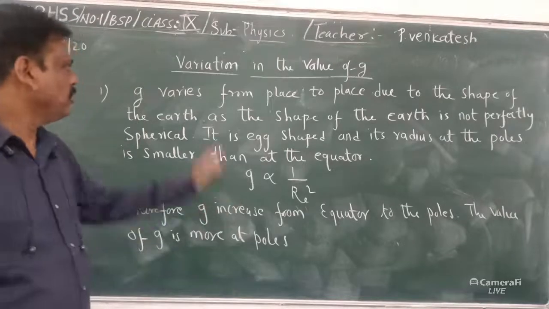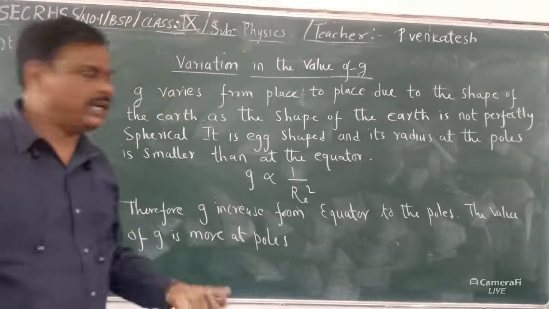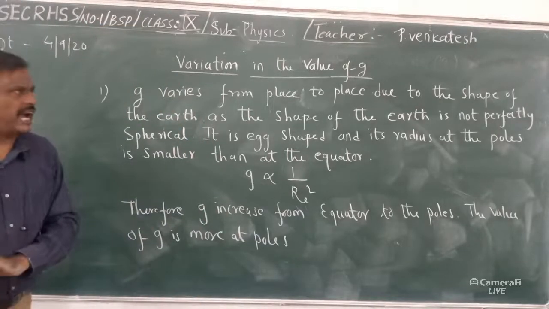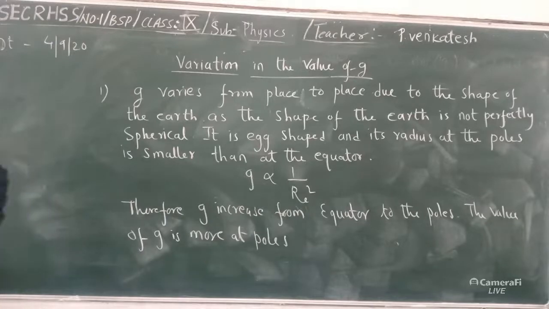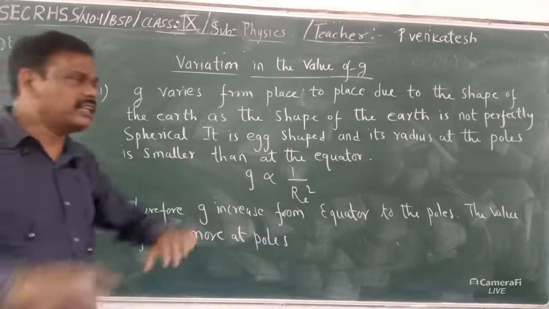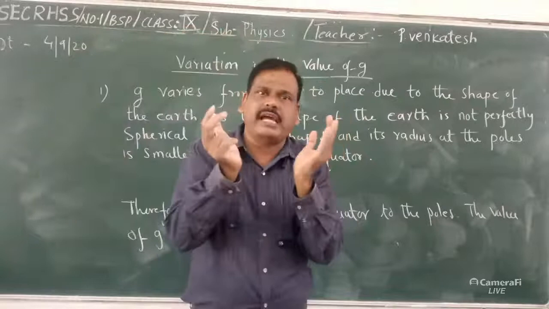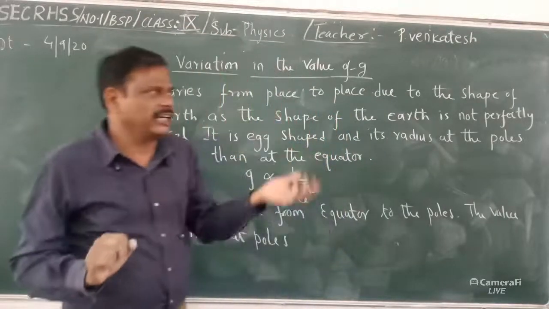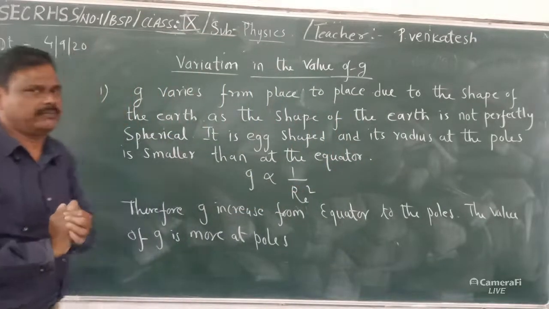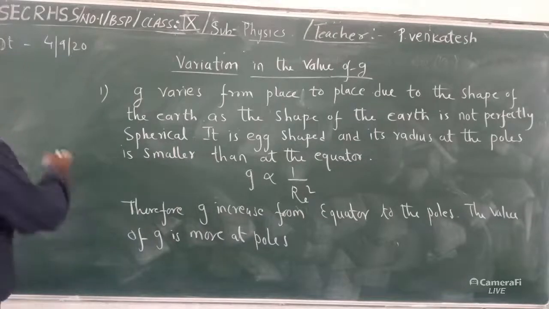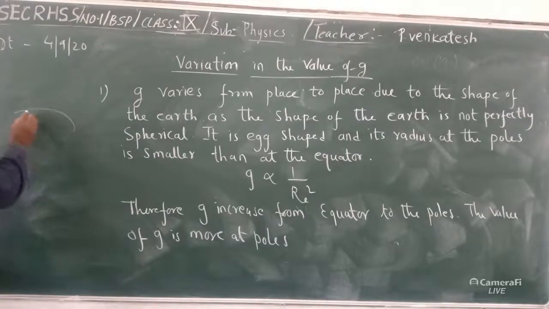Now see this one. First take down, then I will explain this one. g varies from place to place due to the shape of the earth. Earth is not exactly पूरा गोल नहीं है, elliptical shape. When you study in higher classes, ellipse क्या बोलते हैं? ठीक है? Elliptical shape, elliptical. ऐसा वाला shape को elliptical बोलते हैं. पूरा exactly earth गोल नहीं.